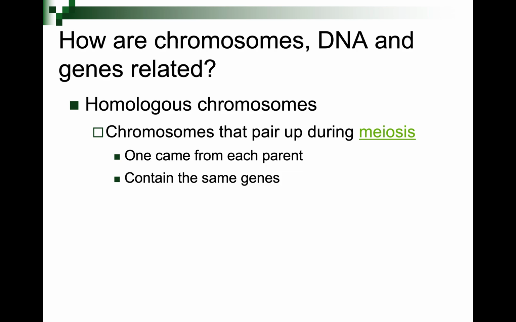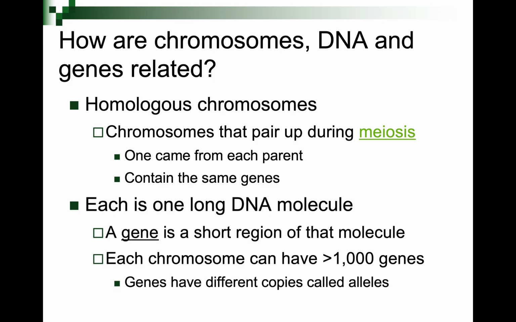Homologous chromosomes are chromosomes that pair up during meiosis. One came from each parent, one from mom and one from dad. They contain the same genes. The chromosomes can contain the same genes even though one's from dad and one's from mom. It'll make more sense as we get into the actual genetics.